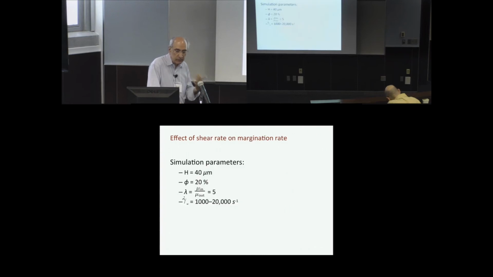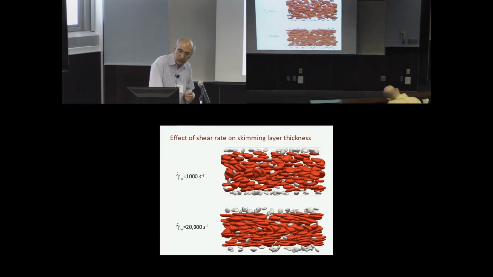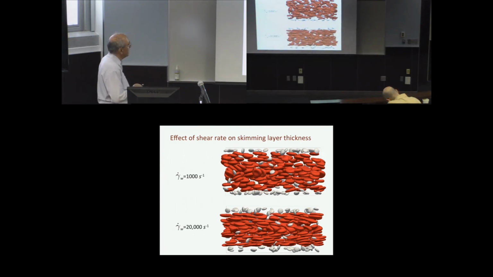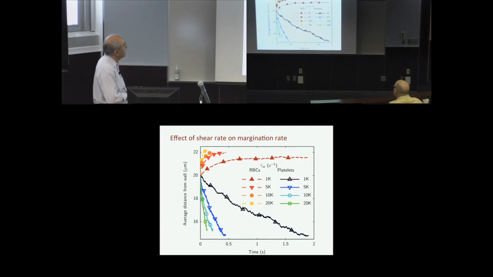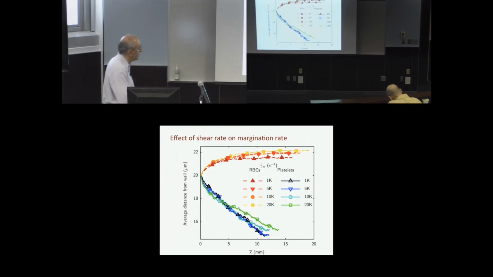But how about shear? What is the effect of shear rate on margination? So we have a case where we change the shear rate from 1,000 to 20,000 reciprocal seconds. We look at the margination of the RBC and the platelets in this channel versus time. Of course, as the shear rate increases, the margination is much, much faster in terms of time. But if we scale it to distance, you see that the curves essentially collapse. And shear rate has some effect, but it's not a significant effect. It's not the dominant parameter in this.